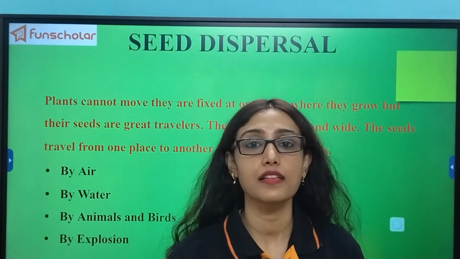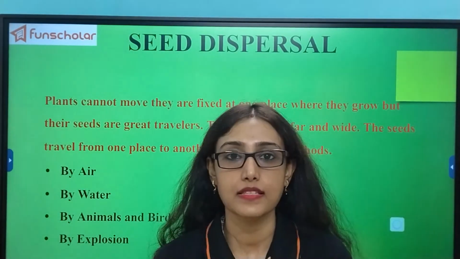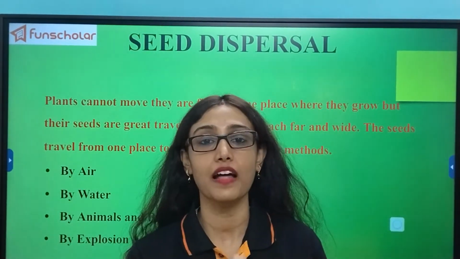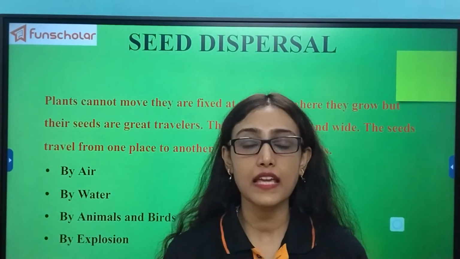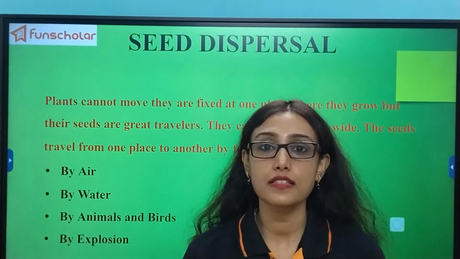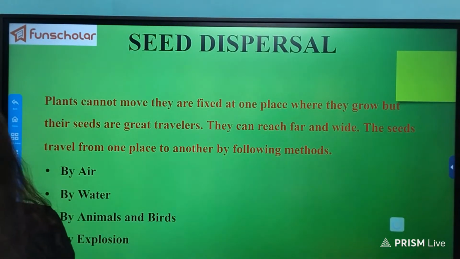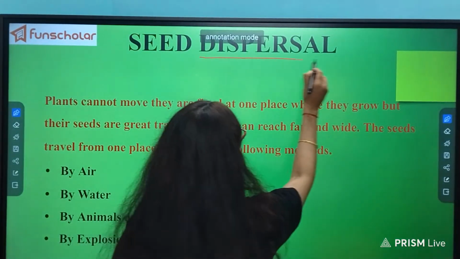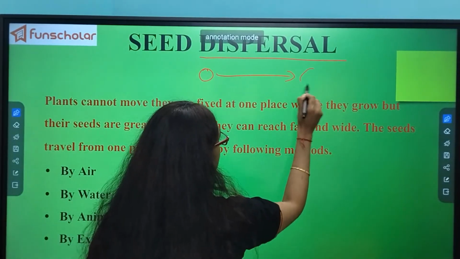You know that plants can't move. They are fixed in a particular place. Have you ever seen a plant moving? I think you have never, because plants can't move. They can only grow. So how are the seeds transported from one place to another? This is the process which is known as seed dispersal. The word dispersal means transport of seed from one place to another place.